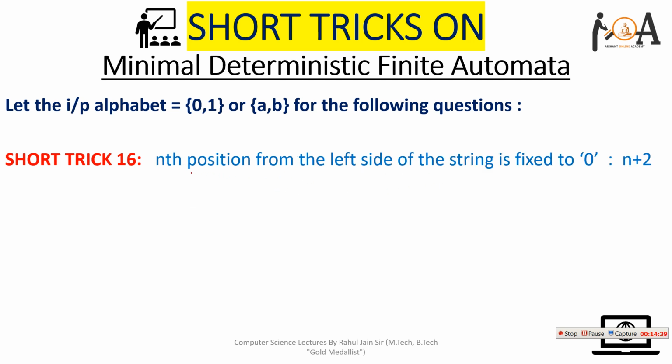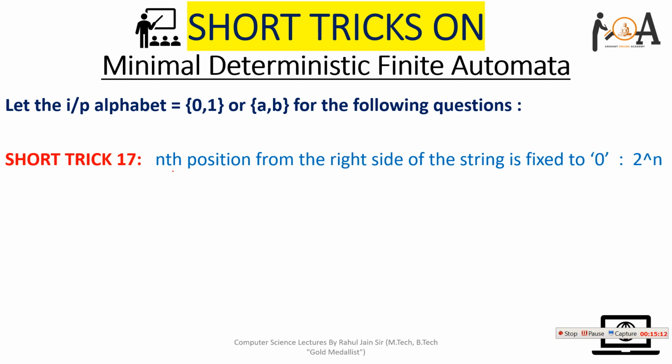Next is the nth position. The nth position from the left side of the string is fixed to 0. Suppose I have fixed that in whatever string is generated by the DFA, from the left side, the second position should be 0. Always the second position should be 0. Then n plus 2 states would be there. That is 2 plus 2, 4 states would be required in the DFA. I am talking about minimal. In the minimal DFA, 4 states would be there.